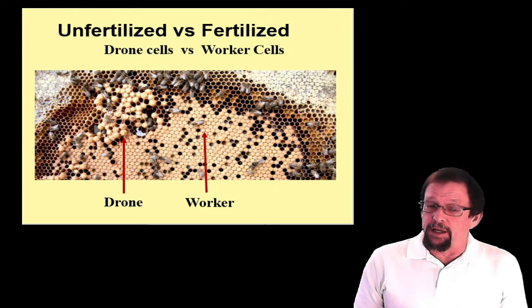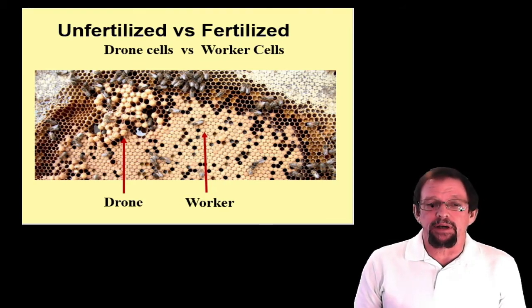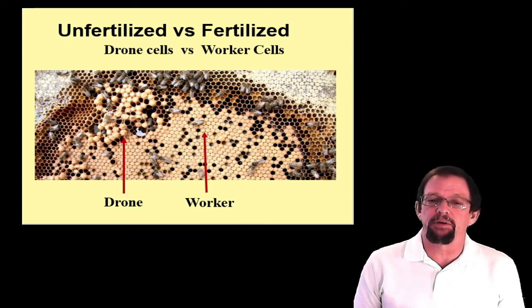Unfertilized versus fertilized, or drone cells versus worker cells. And you look up at the top corner there, you can see the drone cells. They're actually bullet shaped. They're raised above the comb surface, whereas worker cells are flat and smooth with the surface of the comb. Surrounding the actual brood area is pollen, and outside that area is honey. These are used to feed the brood.